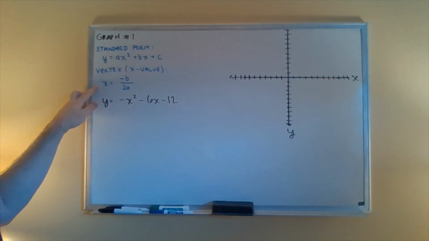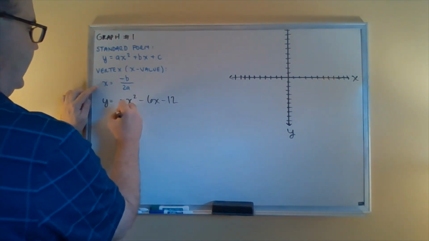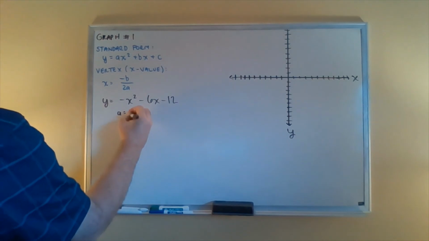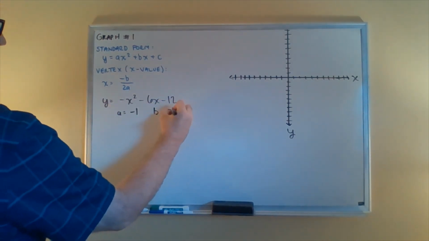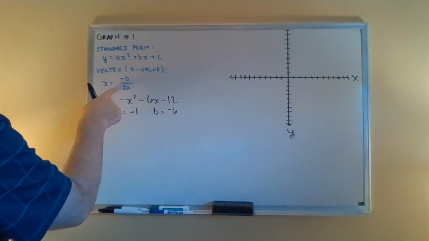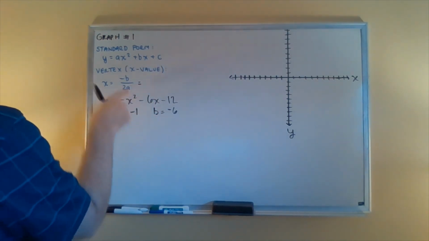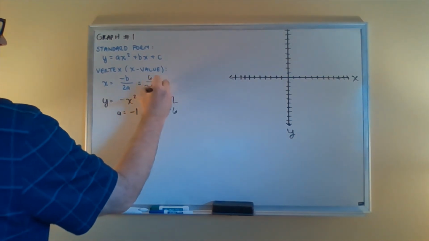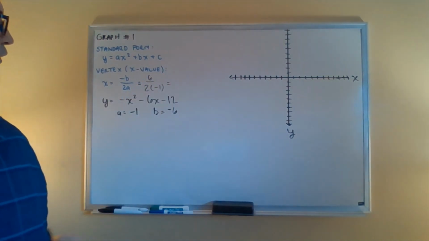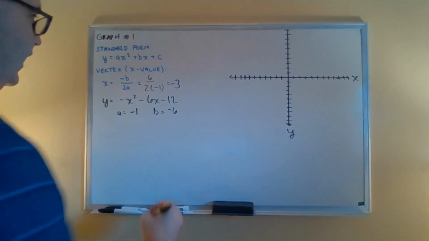Now we need to find our vertex. So our vertex is going to be negative b over 2a. Well, what is a? A in our equation here is negative 1. And b is right here, the coefficient of our x term, negative 6. So we're going to plug that in here, and we're going to end up with negative negative 6. So it's going to be the opposite of negative 6. We'll end up with 6 over 2 times negative 1, which is going to equal 6 over negative 2, which we could reduce down to negative 3. So the x value of our vertex is going to be negative 3.